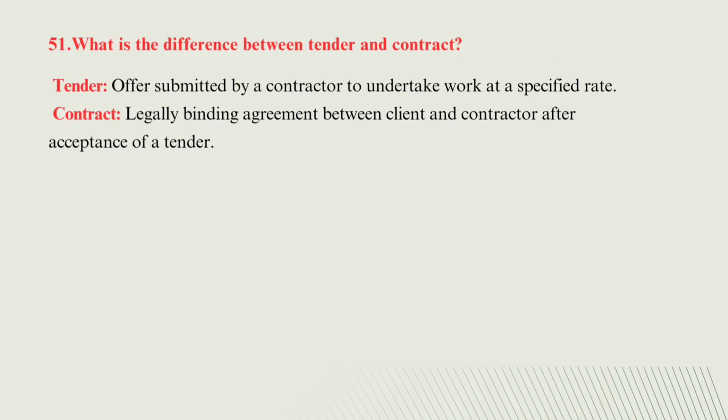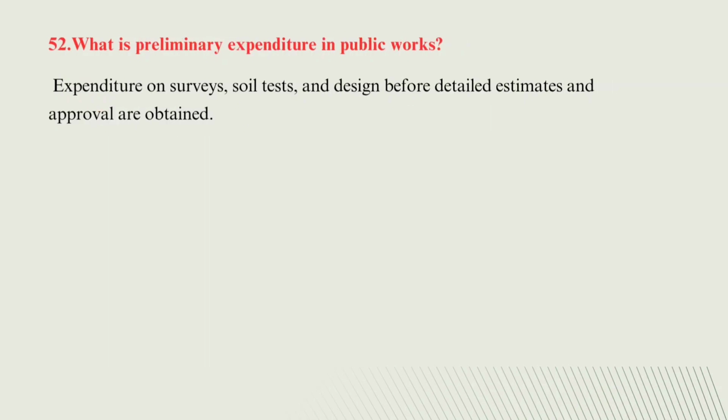The next question, question number 51. What is the difference between the tender and contract? A tender is nothing but the offer submitted by the contractor to undertake work at a specified rate, and the contract is a legally binding agreement between the client and the contractor after acceptance of a tender.